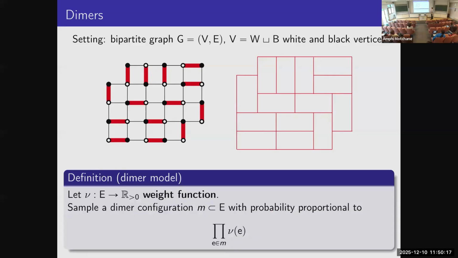And so this is just a combinatorial definition, and now we are doing statistical mechanics. So we take one at random. And how do we do that? We put a weight on the edges. So every edge has a positive weight. And then we take one dimer configuration at random with probability proportional to the product of the edge weights. So for example, in the simplest case, the weight is just one everywhere, and we are just taking one dimer configuration, or one tiling, at random uniformly. Okay, so this is the dimer model.